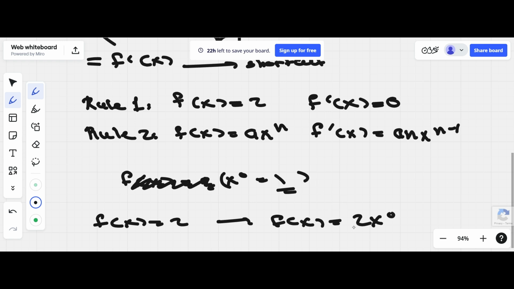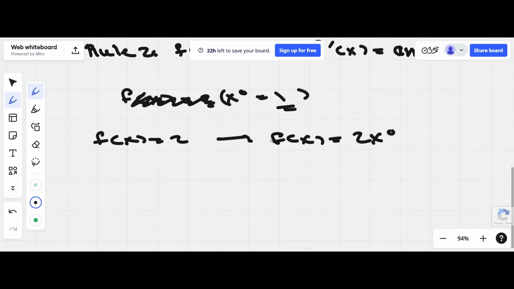to the power of 0. Now, when we use this rule, where n here is 0 and 2 is a, we can use that. So now f prime of x equals 0 multiplied by 2 multiplied by x to the power of minus 1. Now we do not need x to the power of minus 1 because 0 cancels everything out. That's why the derivative of a constant is always 0.